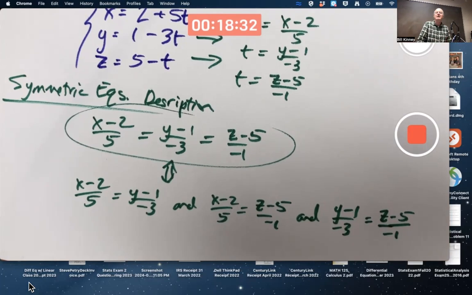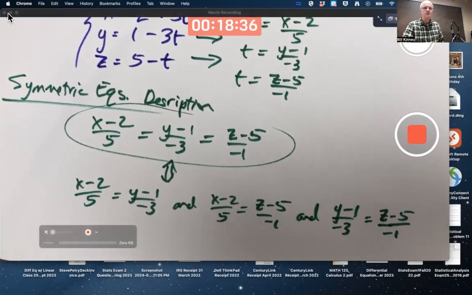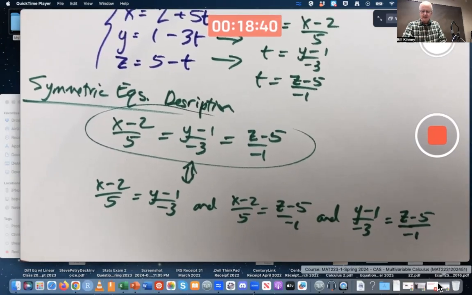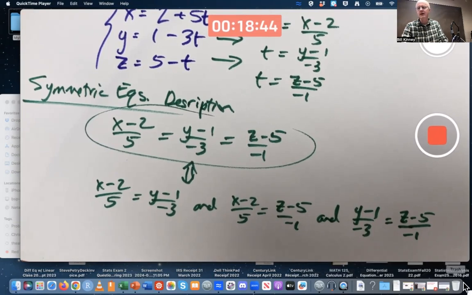All right, what does this mean? What is this telling you? How is it beneficial? Let's use Mathematica to confirm all this and see how to understand, especially the symmetric equations now.